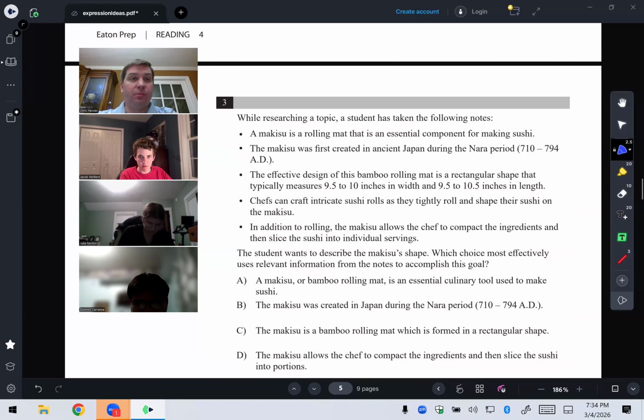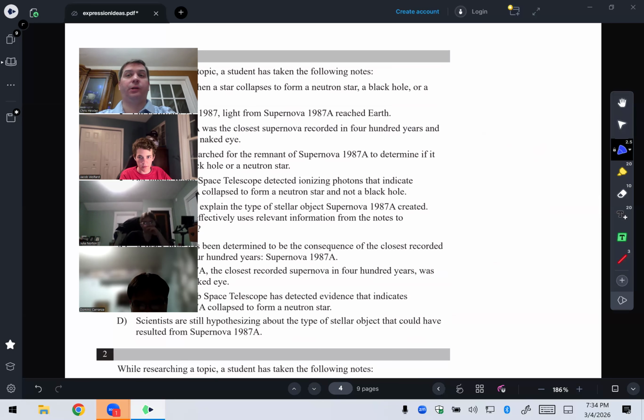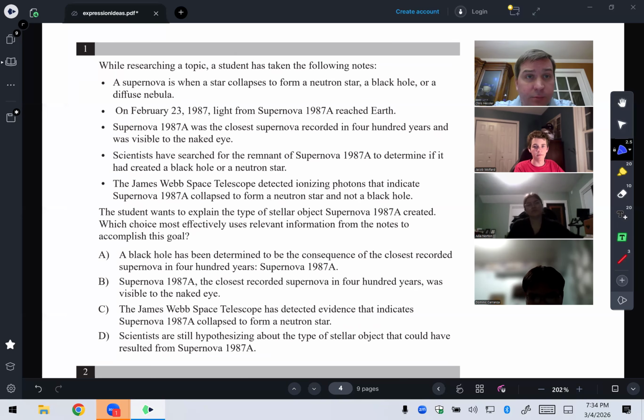All right, it's been about 4 minutes, so let's go over these three. We'll do some more from the book tonight as well, but just to warm us up, let's try three of these. All right. While researching a topic, a student has taken the following notes. Always look at the prompt first and underline what the student is trying to do. The student wants to explain the type of stellar object supernova 1987A created.